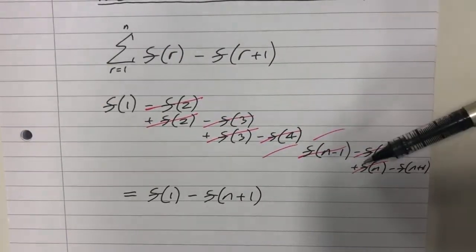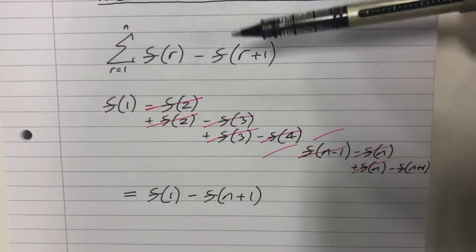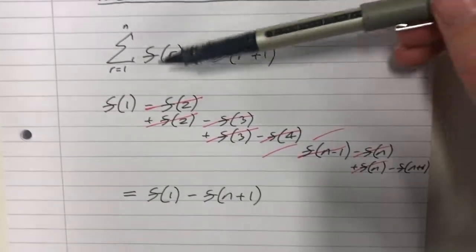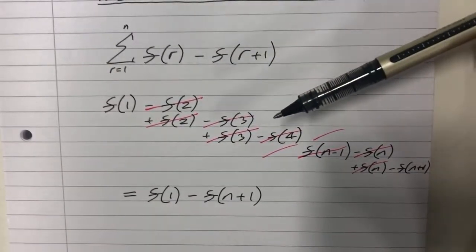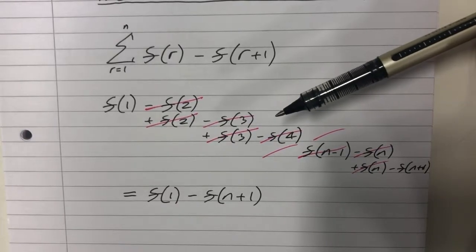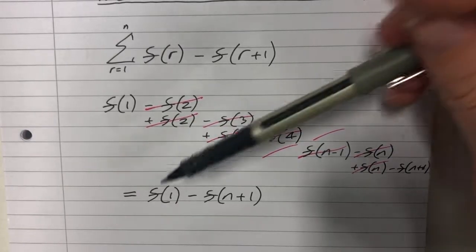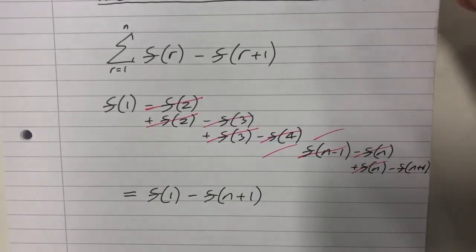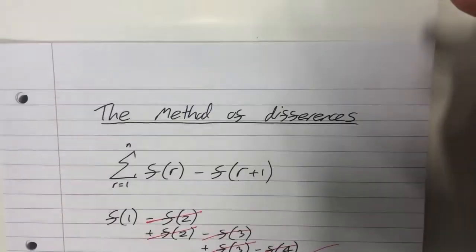It cancels lots of terms. And the idea of it in examination questions is to copy out enough of the terms to show that you can see the cancellation pattern and then hence state the result. Okay. So let's have a look at an example.